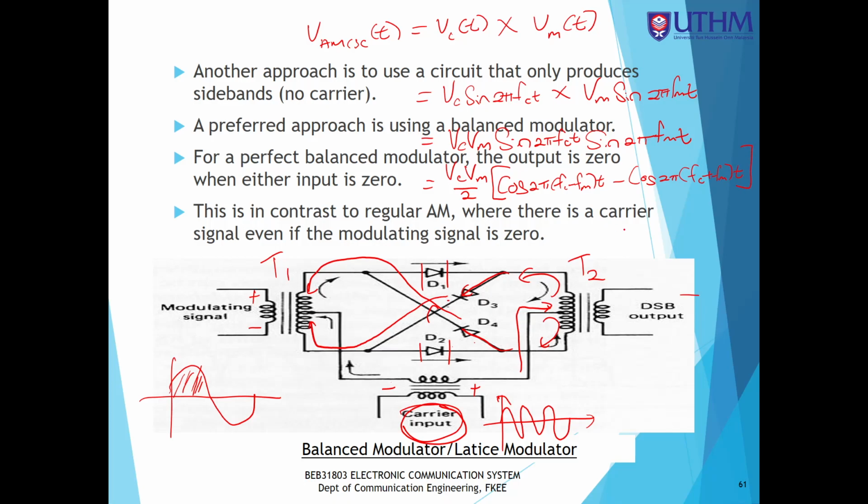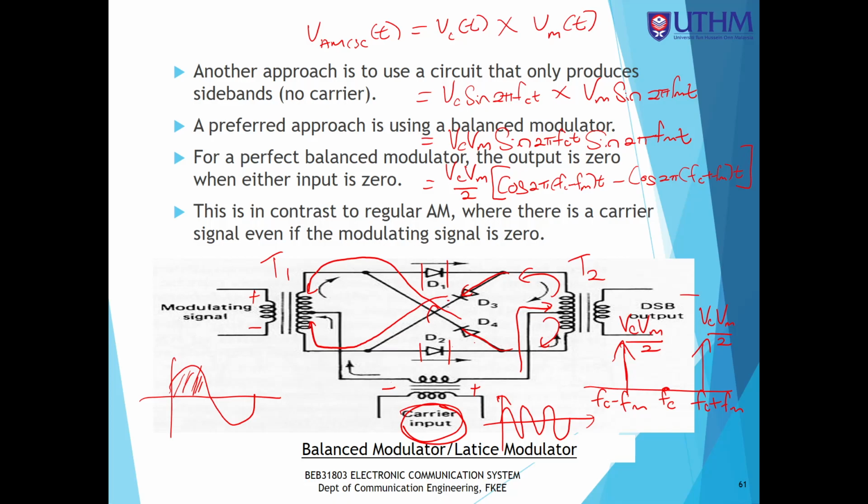When we draw the frequency spectrum, it looks like this. There is no carrier component, the carrier has been suppressed. Here is fc plus fm, here is fc minus fm, and the amplitude over here is VcVm over 2. It is VcVm over 2, not Vm over 2.